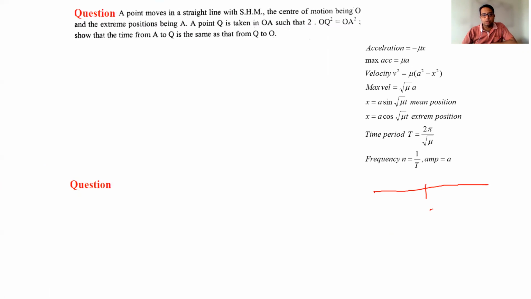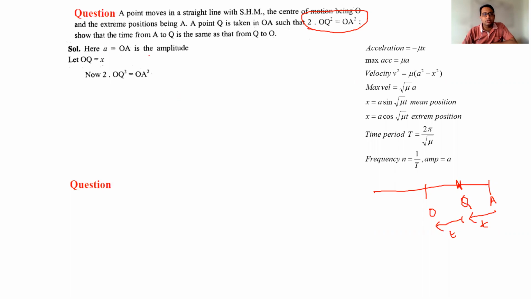The center of motion is O and the extreme position is A. A point Q is taken in OA, somewhere in between O and A. And this is the condition given to us: 2 into OQ square is equal to OA square. Time from A to Q is the same as that from Q to O. That means the time from A to Q and from Q to O will be the same. That means you can also say that Q lies in the middle of O and A. This thing we need to prove in this question.